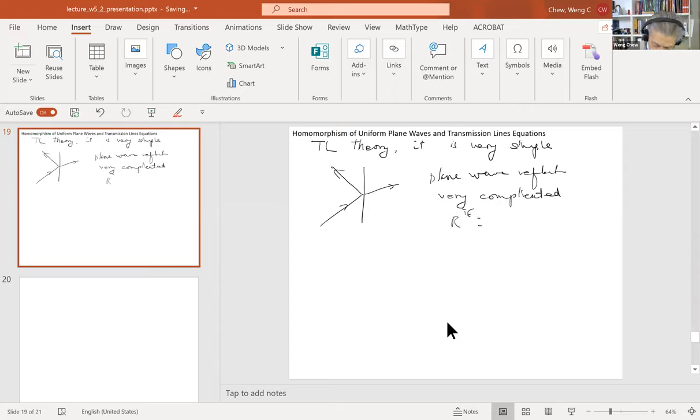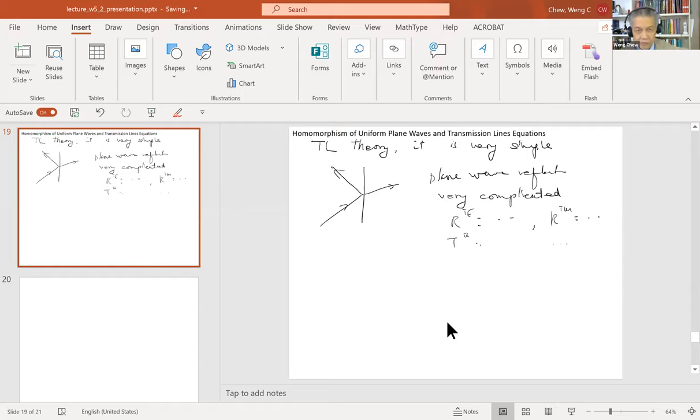RTE is equal to blah, blah, blah. And then RTM is equal to blah, blah, blah. And then TTE equal to that. And we jump a lot of hoops to find those reflection coefficients, whereas those reflection coefficients are quite easily found in transmission line theory. So it would be good for us to find a connection between transmission line theory and plane wave reflection. It turns out that there is a relationship and we will call this homomorphism.